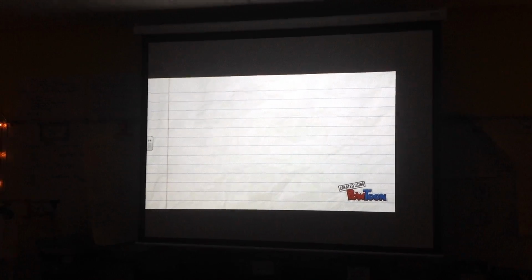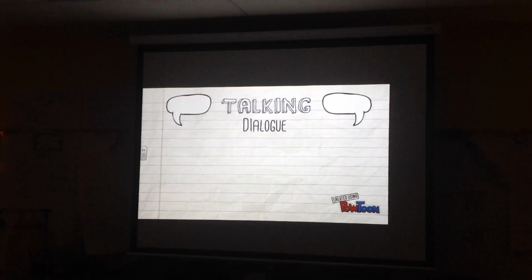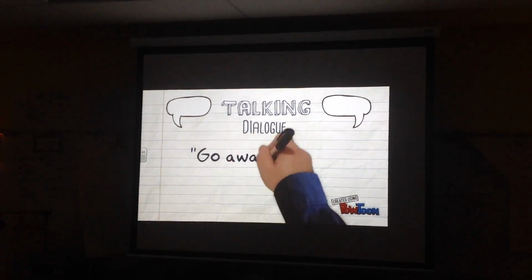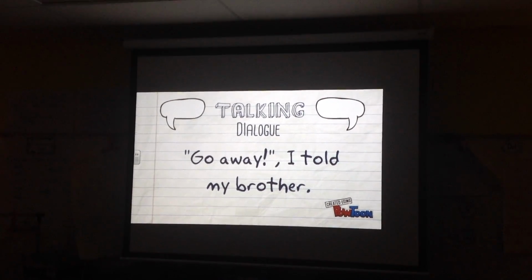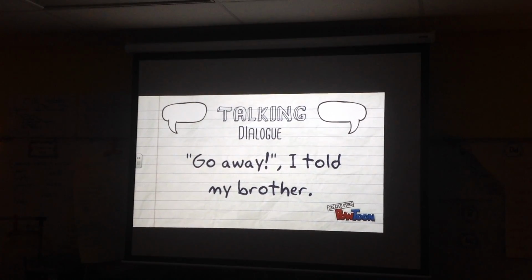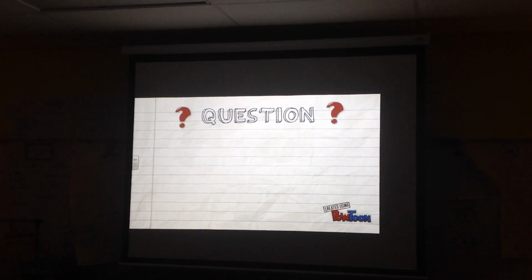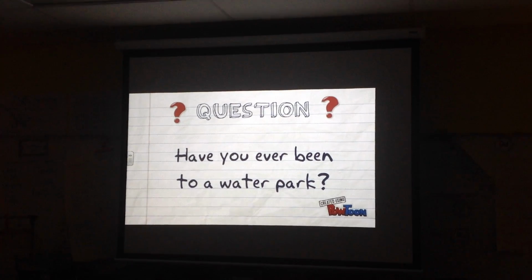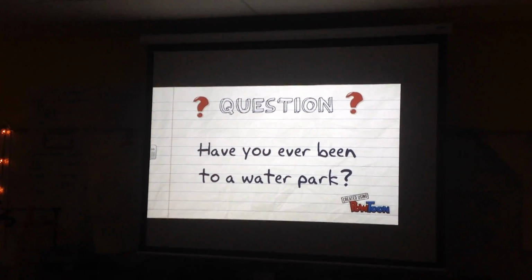Another way you could hook the reader is by starting your story with talking. This is called dialogue. For example, you can start by writing, "Go away, I told my brother." The reader would probably want to read more to find out what your brother was doing. You could also start your story by asking the reader a question. For example, you could ask, "Have you ever been to a water park?" This would help the reader make a personal connection to your story. People are more likely to like stories that they can relate to.